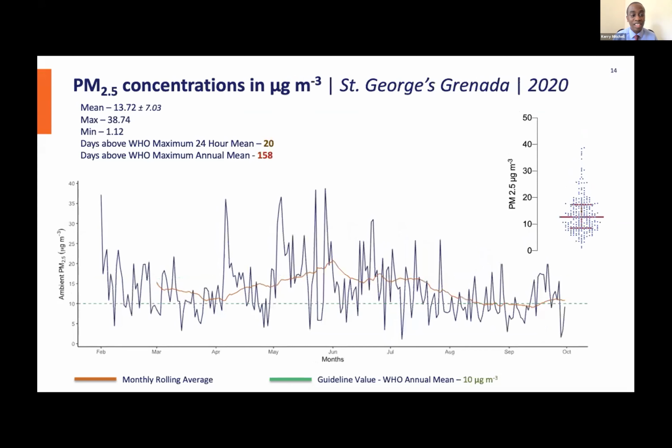The story is not as beautiful when we look at PM2.5. For PM2.5, the mean set by WHO is 10 micrograms per cubic meter. Our average for the year so far is 13.72. So we are above that level at which WHO states that we are going to have some adverse health effects. What is more notable is that our maximum 24-hour mean is 38.72, which is above the 24-hour mean set by WHO, which is 20.